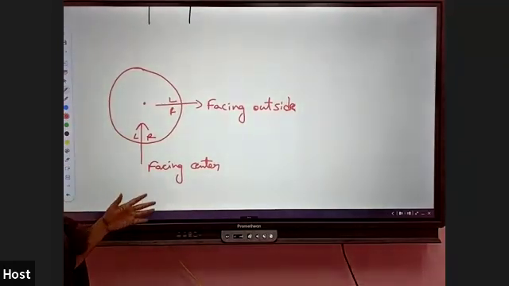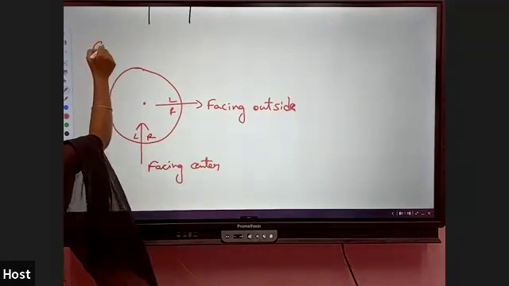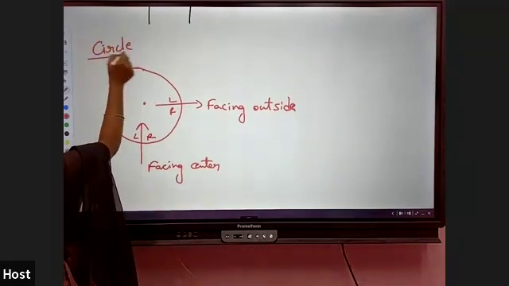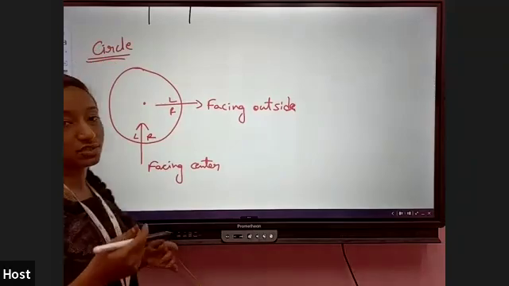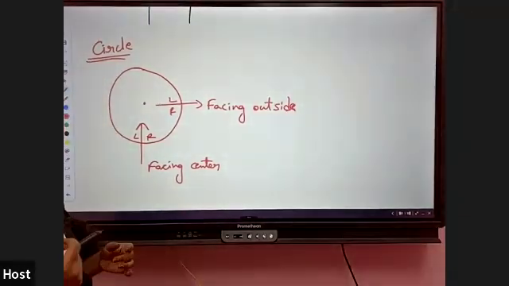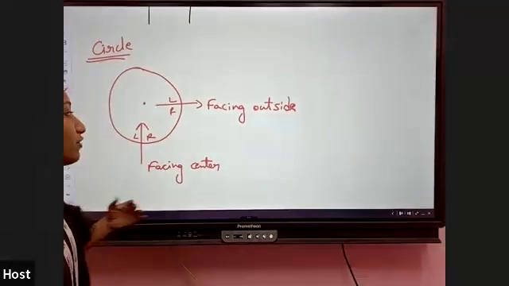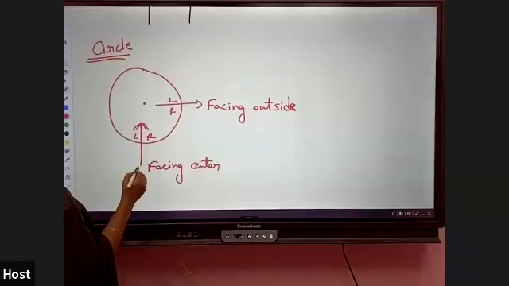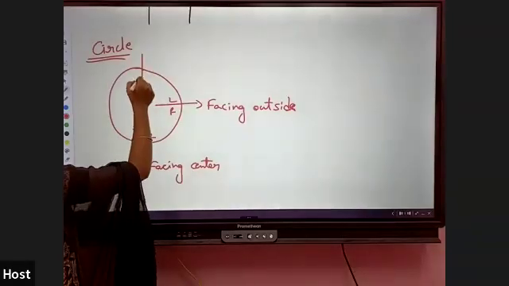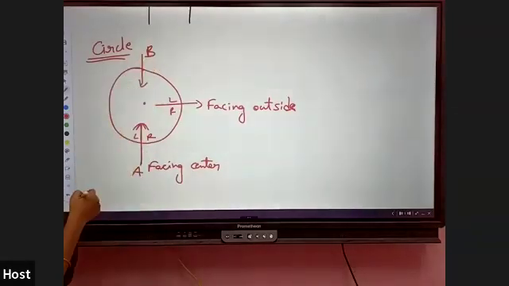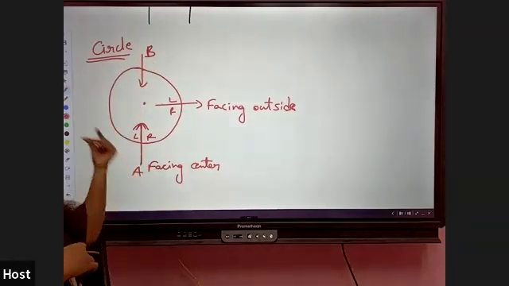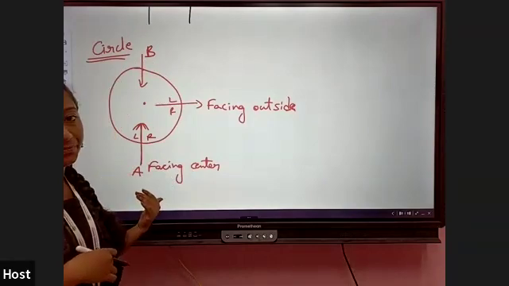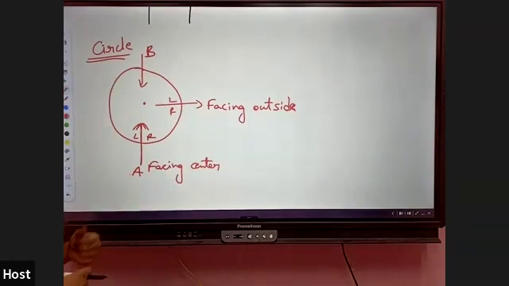These two terms we will use in a circle: facing center or facing outside. And here we can also use facing opposite. Facing opposite means, suppose A is facing B, then B should be like this. A is opposite to B means A should be like this to B. Okay, next.